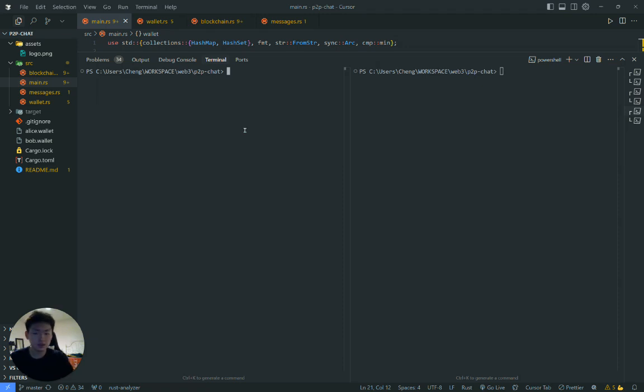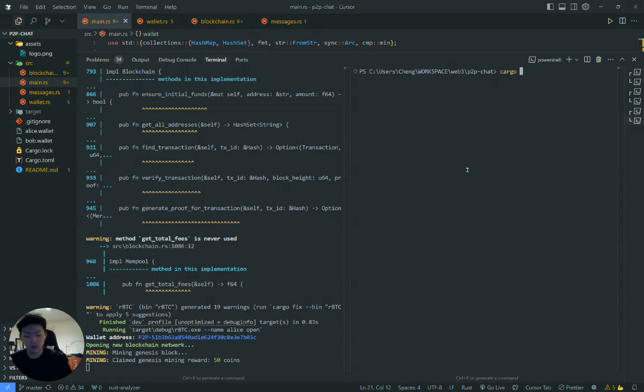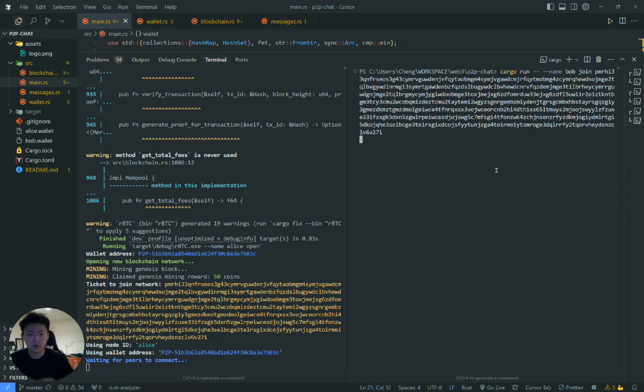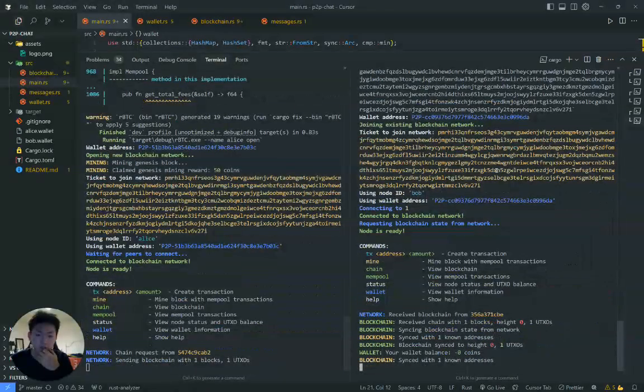And let's get started. I'm going to open up the blockchain network on one terminal here under the name Alice. Then I'm going to join that network in this other terminal with a node named Bob through this ticket number. And there we go.